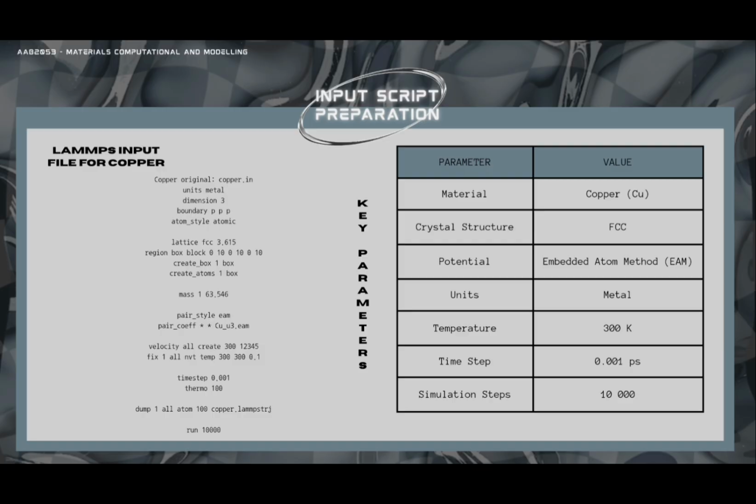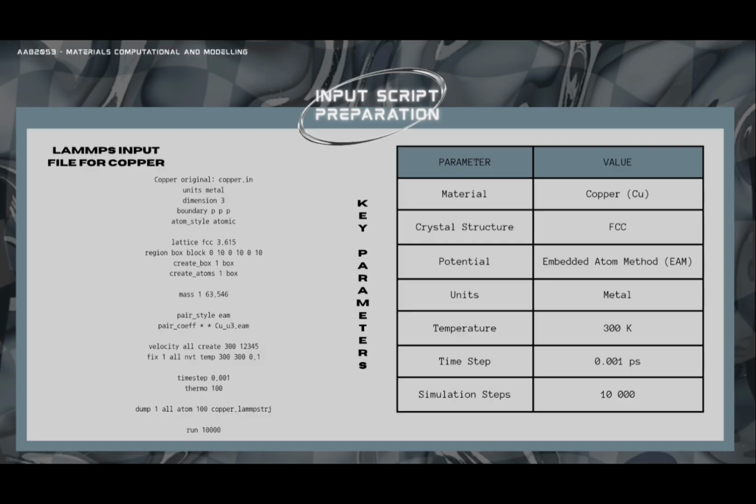To execute the simulation, we save the input script as copper.int, and place it together with the CU_U3.EAM potential file in the same folder. Open command prompt, navigate to the folder, and enter the following command: lmp.exe in copper.int. After the simulation finished, LAMMPS generated the output files, including the trajectory file copper.lammps.trj and the log file log.lammps.